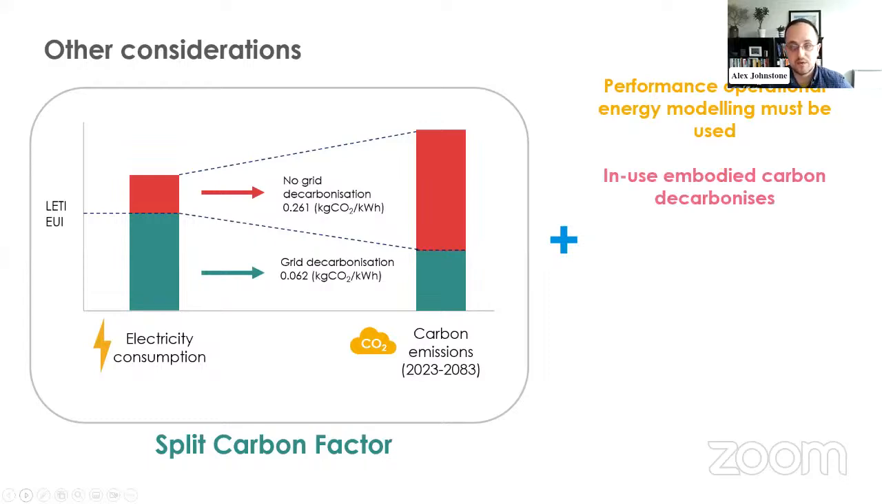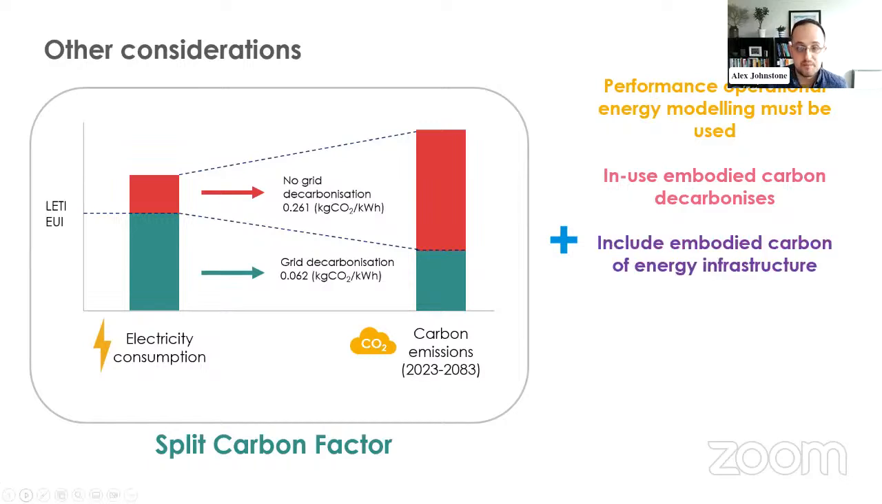Secondly, it's important that the in-use embodied carbon decarbonises alongside. As we're using grid decarbonisation for energy use, it's only fair that we take the same approach with the materials that are installed later on in the building's life cycle in 20 or 30 years' time.